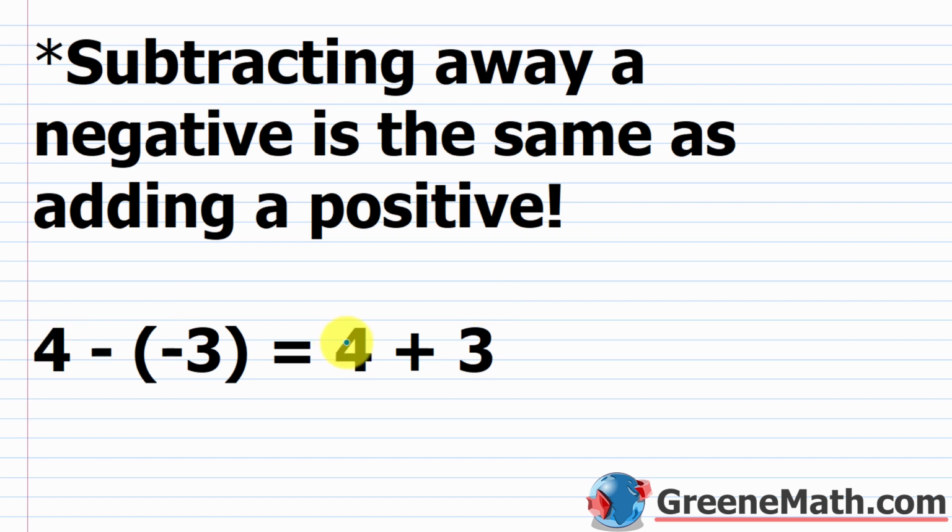So for the leftmost number, the minuend is going to stay the same. So this is 4 and this is 4. The subtraction operation becomes addition. So this is a minus and this is a plus. And then the number being subtracted away, again called the subtrahend, is going to get changed into its opposite. So the opposite of -3 is +3. So just following the procedure we already talked about, you would get the right answer. So this becomes 4 plus 3, which we know is 7.